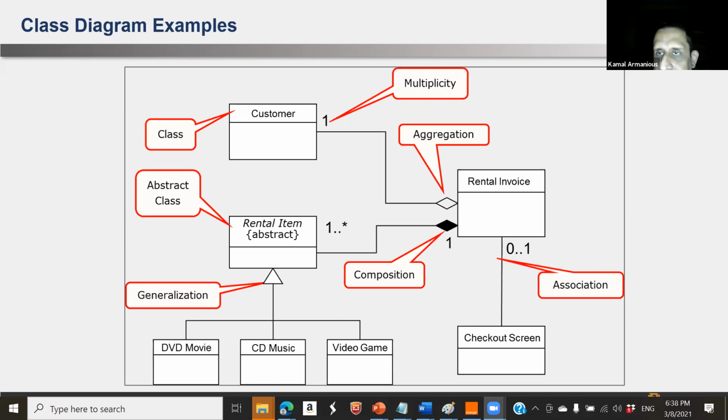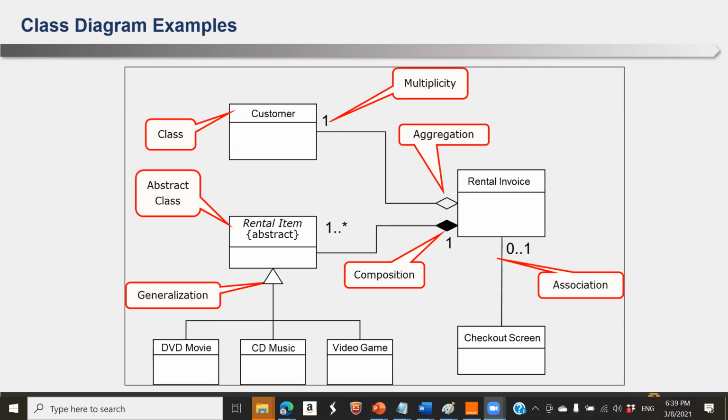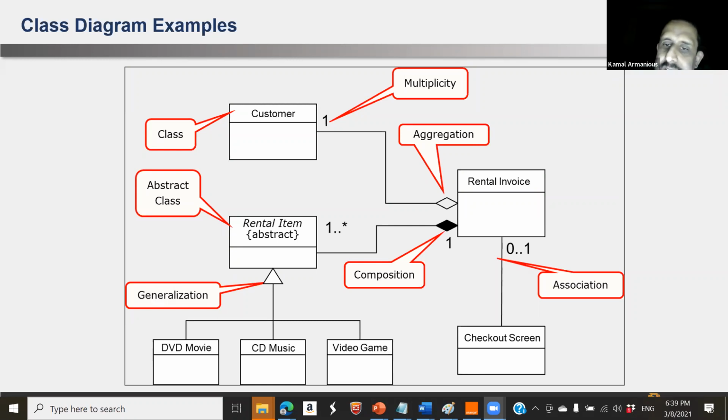The checkout screen is like when you go to the supermarket and he scans the items you have, and then you will have this screen telling you how much you should pay. And then after you pay, he presses a button and then the invoice comes out. So is it just a relationship, or is it a part/whole relationship? It is just a relationship. So it is association. Okay?